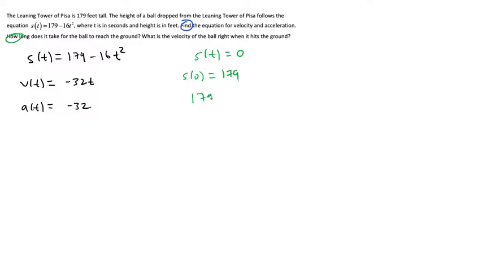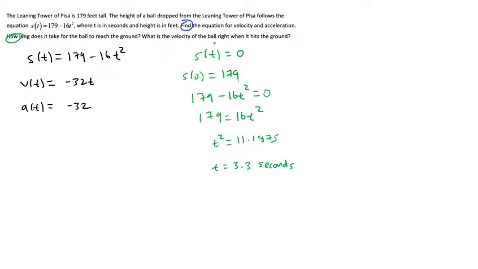We just set the equation equal to 0 and solve. So 179 is equal to 16t squared. Divide both sides by 16, so t squared equals 179 divided by 16, which is approximately 11.1875. Then we need to take the square root of this, so t is approximately 3.3 seconds. So after about 3.3 seconds, the ball will hit the ground.